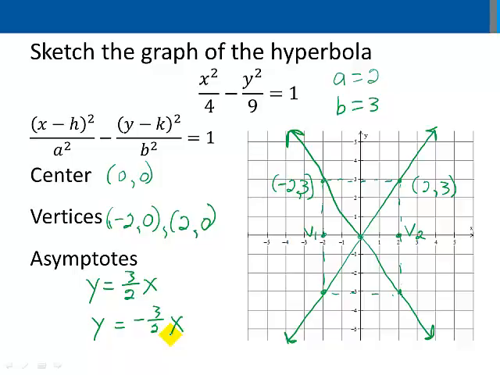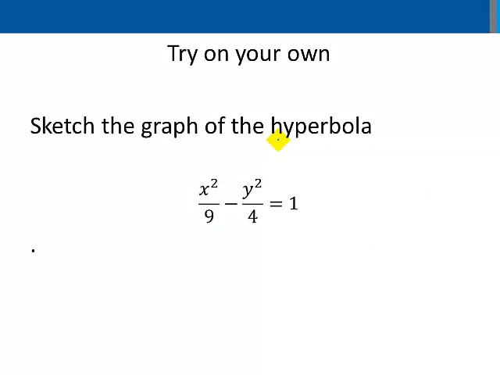And finally, let's use the vertices and the asymptotes to sketch the hyperbola. Notice we go through the vertices and we approach the asymptotes as we're sketching the graph here. And there we have it. Try on your own. Sketch the graph of the hyperbola x squared over 9 minus y squared over 4 equals 1.